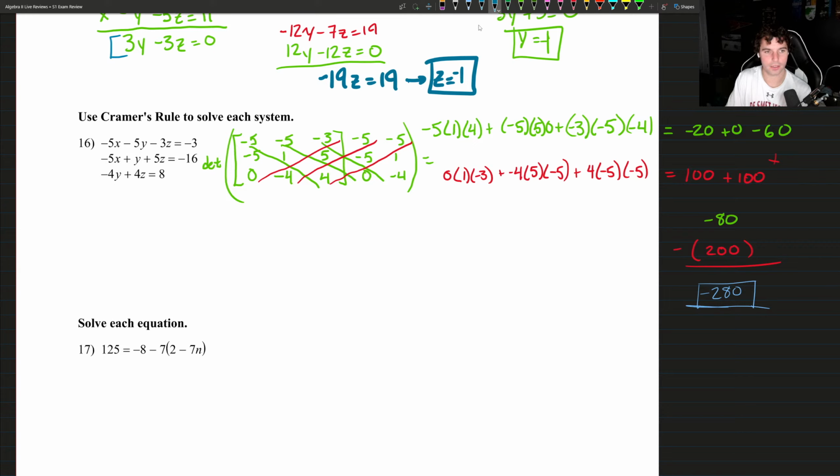All you're doing is setting up x, y, and z. So x is going to be the determinant of this x matrix. By that, I mean you're taking the x column and replacing it with the answers, -3, -16, and 8. Everything else in the coefficient matrix is the same.